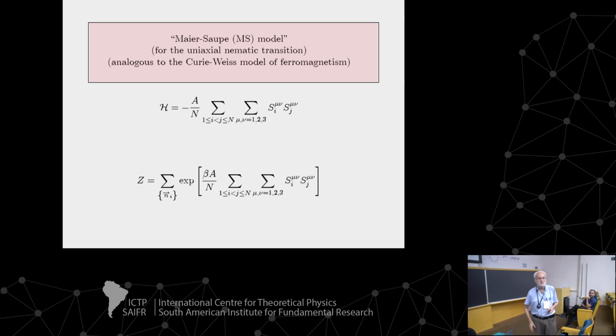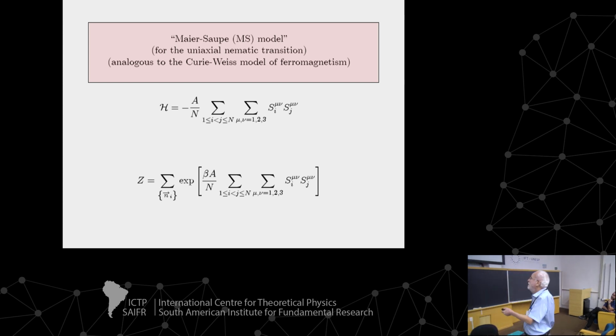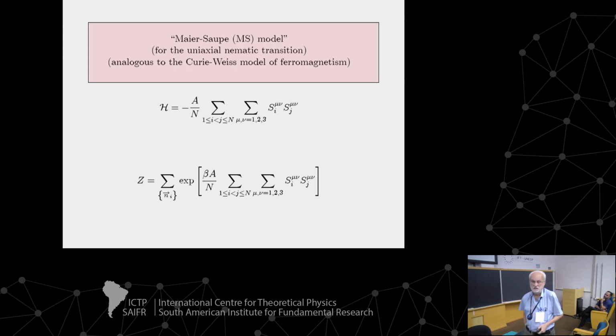No approximations whatsoever. That's what we in statistical mechanics love to do, because we do the approximation in the definition of the Hamiltonian. So this is what we call the Maier-Saupe model. The Maier-Saupe model is analogous to what some people call the Curie-Weiss model of ferromagnetism. Sometimes it's called the Curie-Weiss model in ferromagnetism, but I prefer the name. It's a fully connected model.